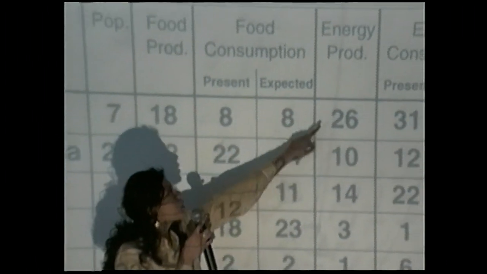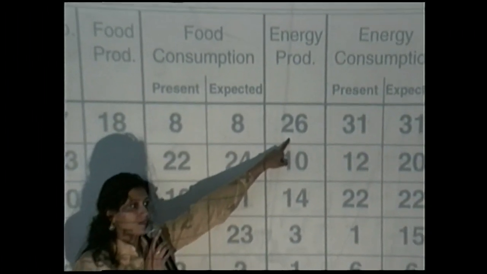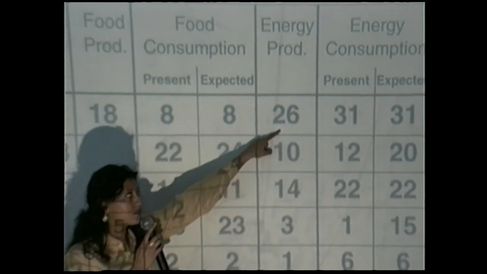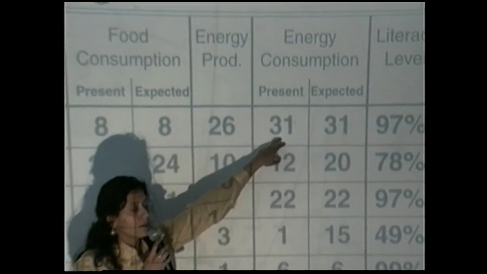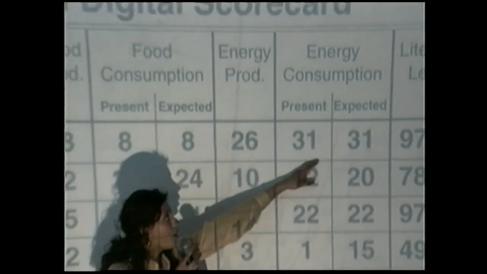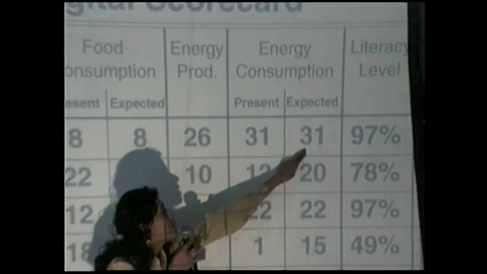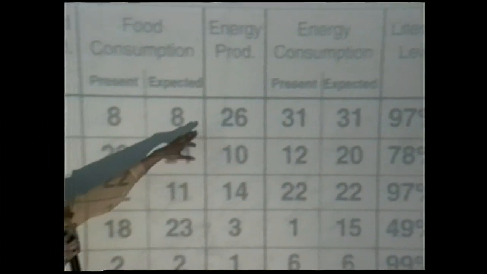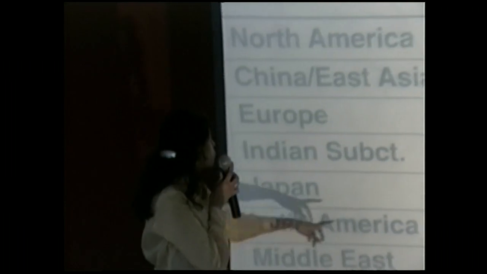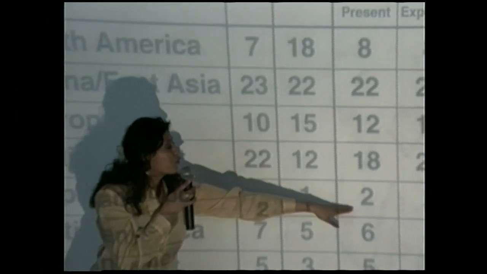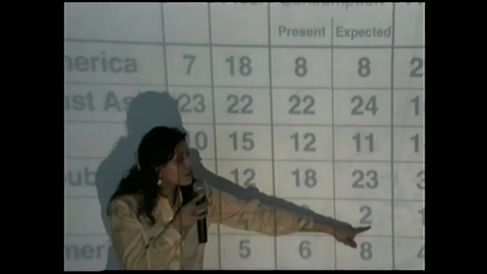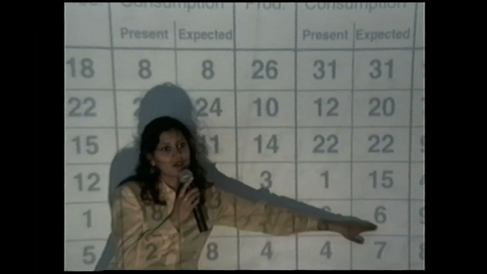But we see that North America's energy production is 26% of the world's total energy production. They're currently consuming 31 of this. So they're getting it from somewhere else, or they need to get more by the end of the game. So by the end of the game, they need a total of 31. They need 5 more. We see that Japan has 2% of the world's population, and they're currently producing only 1% of the world's food. Now, certainly Japan doesn't have many people, but they do need more food by the end of the game. They need 1 more food piece, and they need 5 more pieces of energy.